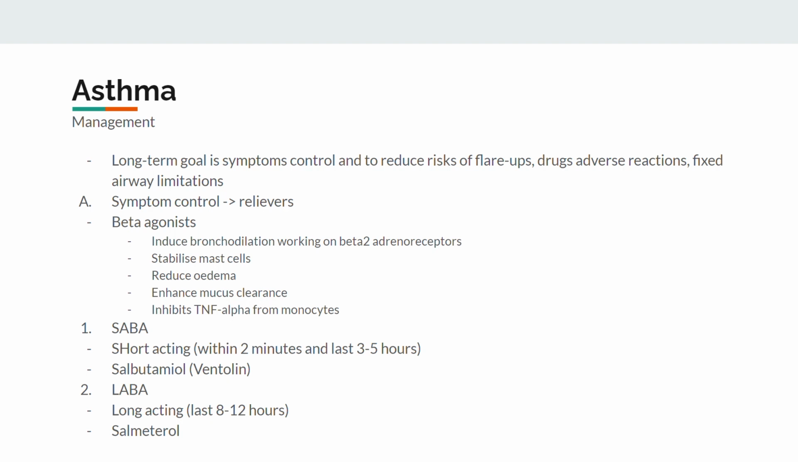Essentially, the beta agonists induce bronchodilation by working on the beta-2 adrenoreceptors, but they also do quite a few other things. They actually stabilize mast cells, reduce edema, enhance mucus clearance, and inhibit TNF-alpha monocytes. And you break down the beta agonists into two main classes for asthma. This is your SABAs and your LABAs, so your short-acting beta agonist and your long-acting beta agonist. Essentially, the short-acting work within 2 minutes and last 3 to 5 hours, whereas the longer-acting usually last 8 to 12 hours.